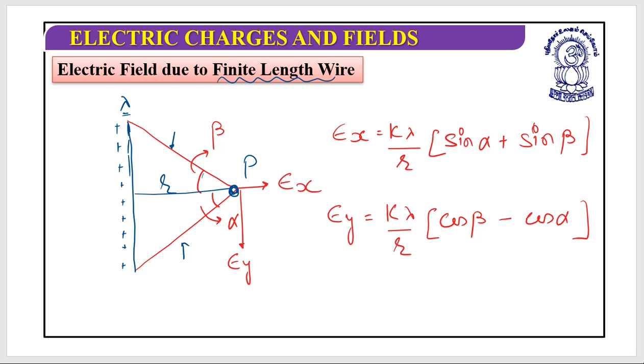Now, if I have been asked for E net, what would it be? Look at this. Here Ex is in the positive x direction, Ey is in the negative y direction, and the angle between these two is 90 degrees. So if I do it as a scalar, I should write like this.